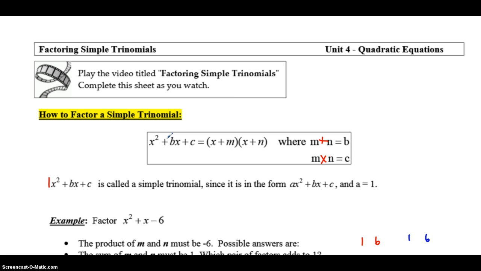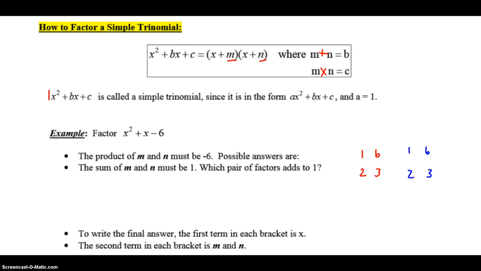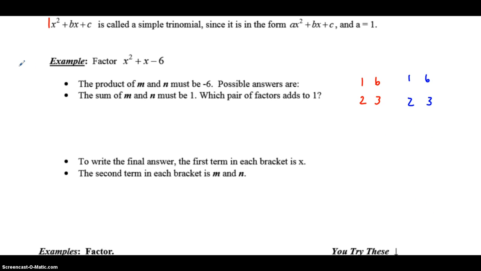So the rule here is if you have a simple trinomial, it can be written as x plus m times x plus n. And to figure out those two numbers, we know that m and n have to add to the middle term, and m and n have to multiply to the last term. So let's look at an example, because this is the best way to figure this stuff out. If I asked you to factor x squared plus x minus 6, first thing, this is a trinomial. Trinomial, tri, just means it has 3 terms, so 1, 2, 3 terms.